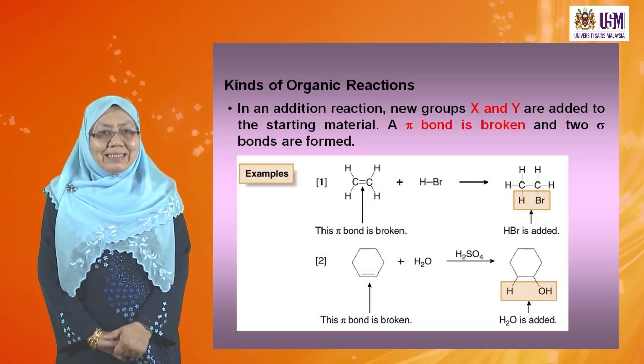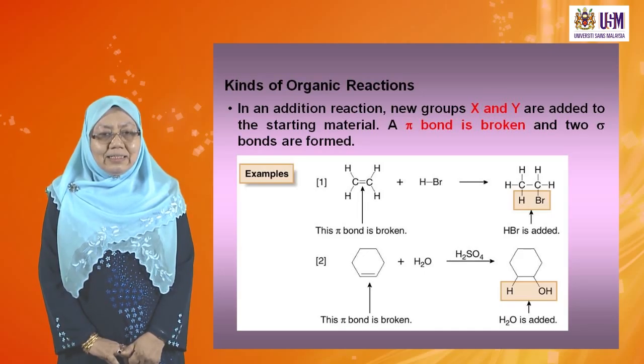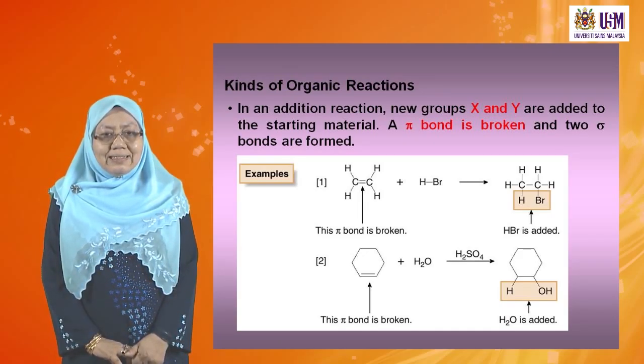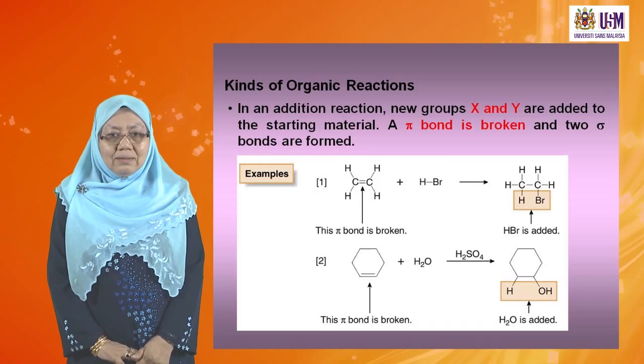In the first reaction, we can see ethene. The pi bond will be broken in ethene with the addition of hydrogen bromide. And when hydrogen bromide is added, we can see two new sigma bonds are formed. And in the second reaction, cyclohexene is reacting with water with sulfuric acid as its catalyst. The pi bond will be broken and a molecule of water consisting of hydrogen and hydroxide is added. And we will have the product, which is cyclohexanol.